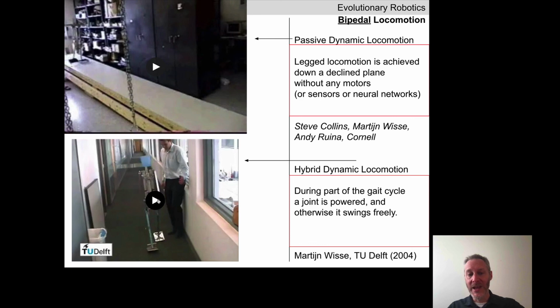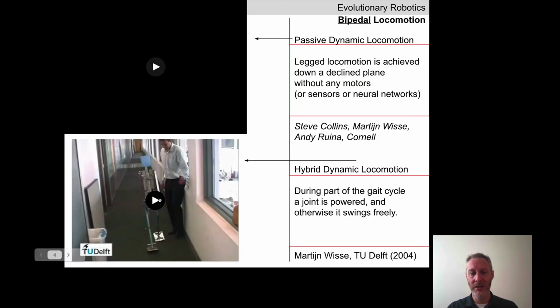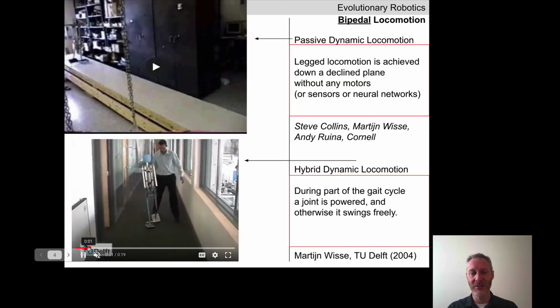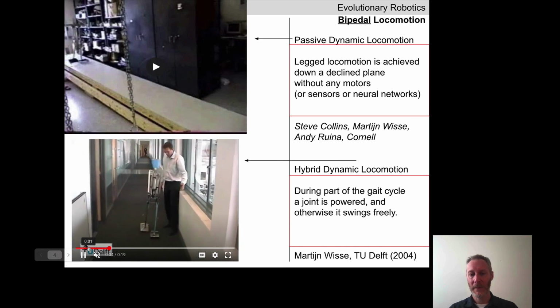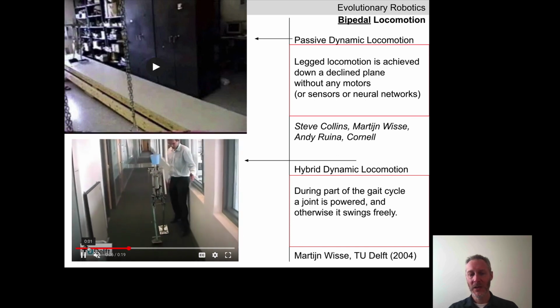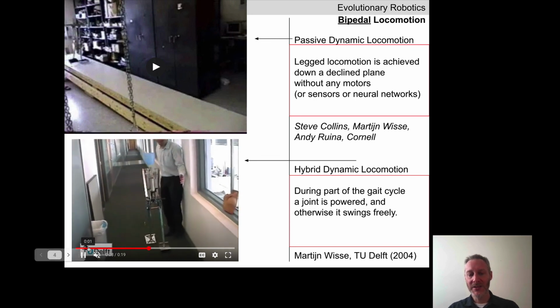A team from the Netherlands took the idea of the passive dynamic walker and added in a motor. So there's now a little bit of power being supplied by the machine to allow it to walk on flat ground. So they have widened the range of environments in which the robot can move, and they have decreased its energy efficiency a little bit, but it is still extremely energy efficient. It is known as a hybrid dynamic walker.